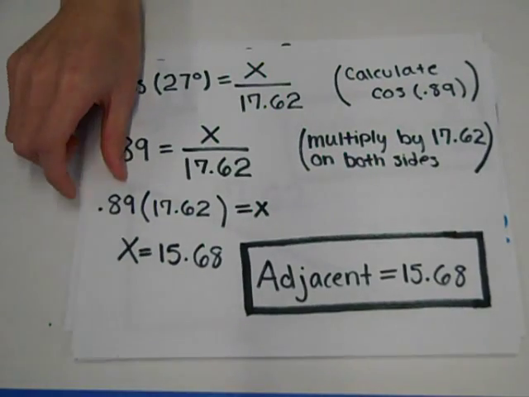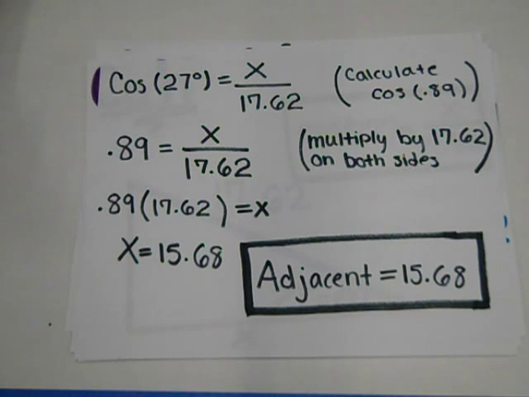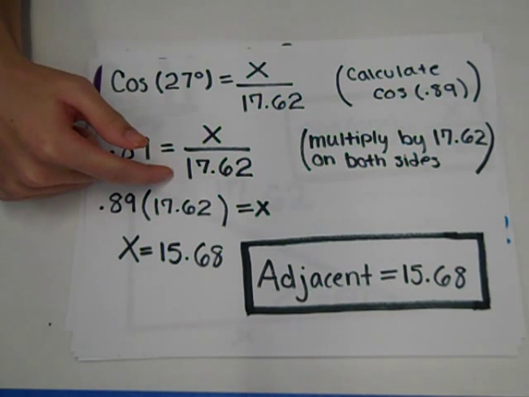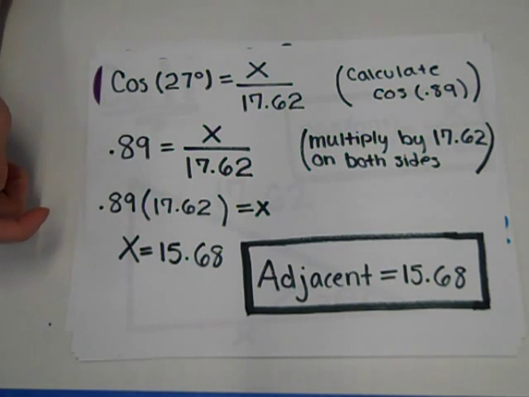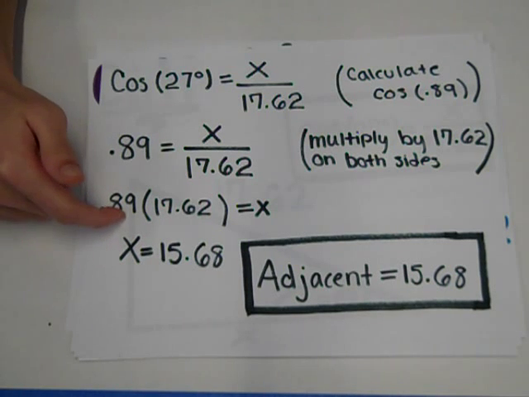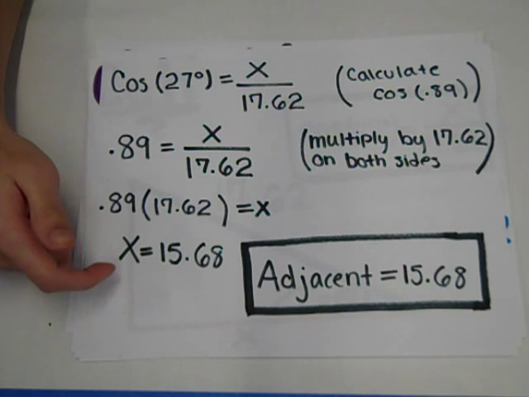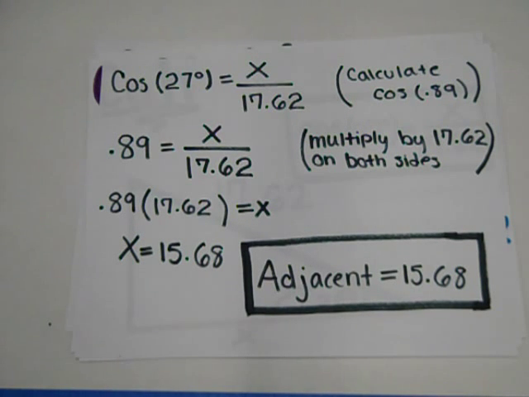The first step is to calculate cosine of 27 degrees, which gives you approximately 0.89. Now we have 0.89 equal to x over 17.62. Then you multiply both sides by 17.62. Now you have x is equal to 15.68. To conclude, we have found the unknown side length to approximately be 15.68.